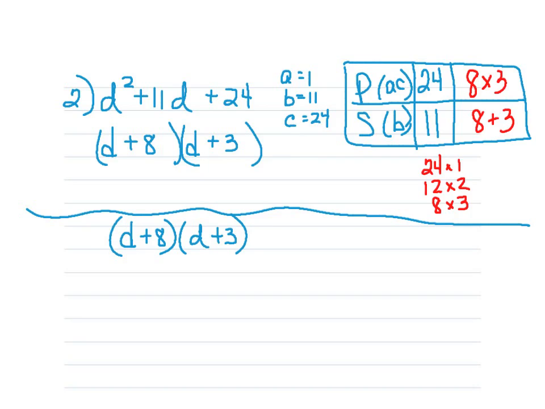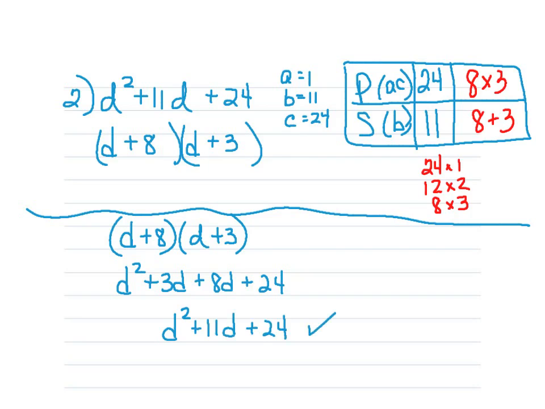Okay, I'm going to multiply the two first terms, that's D squared. Then I'll do the outer terms, that's plus 3D, the inner terms plus 8D, and the last terms plus 24, and then I will simplify. D squared plus 11D plus 24, and I can make sure and check that I get right back to my original quadratic equation.